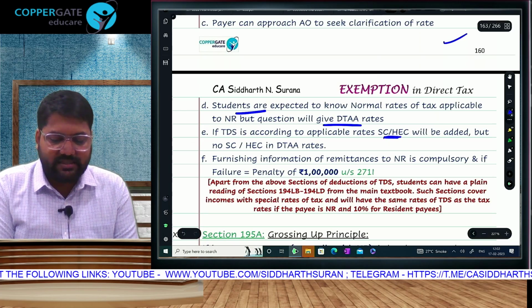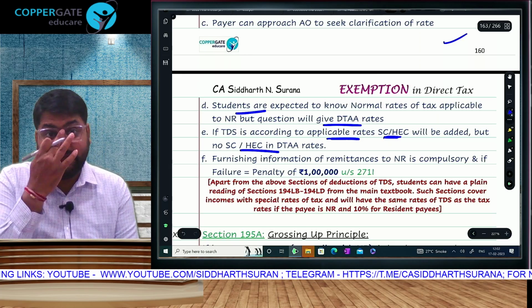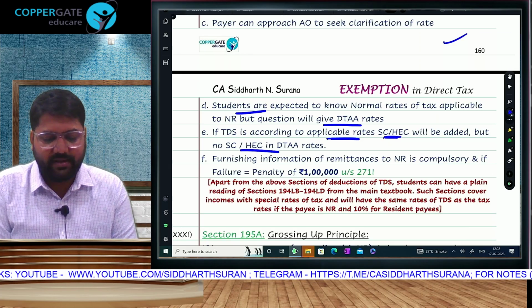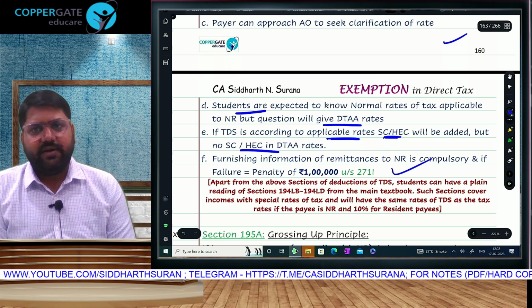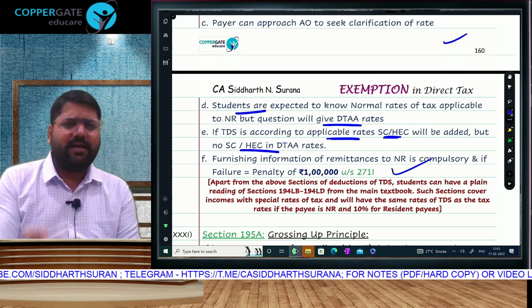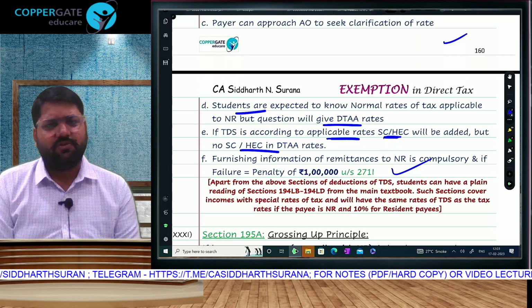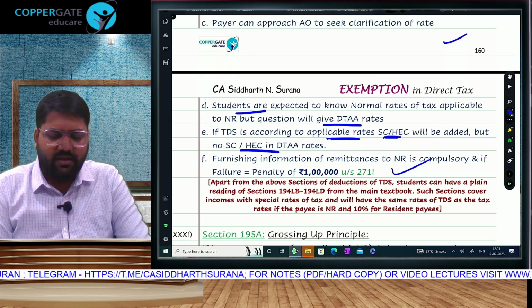Obviously, SC HEC will be added in the applicable rates, but if the DTAA rate is the answer, in DTAA there is never going to be any SC HEC. And for foreign remittances, if you don't furnish your Form 15CA/CB, a 1 lakh penalty is going to be applicable. To save a 1 lakh penalty, 10-20,000 is very much reasonable for charging for the 15CB certification by chartered accountants.